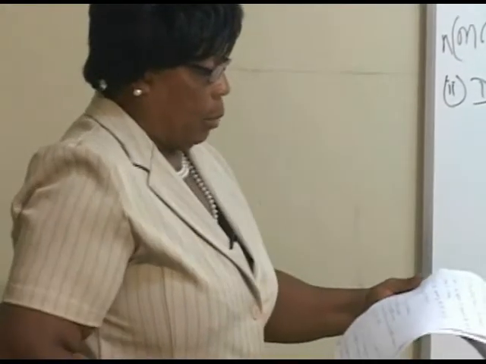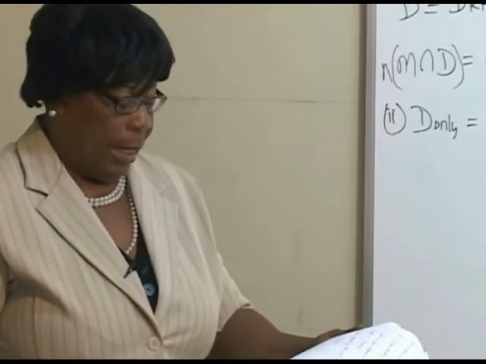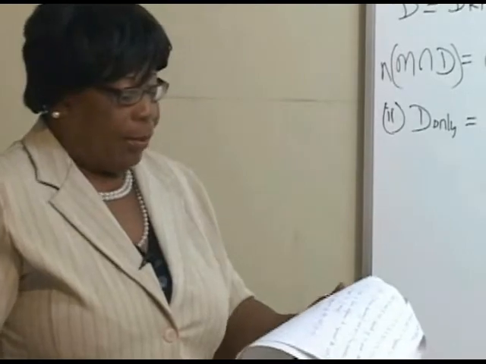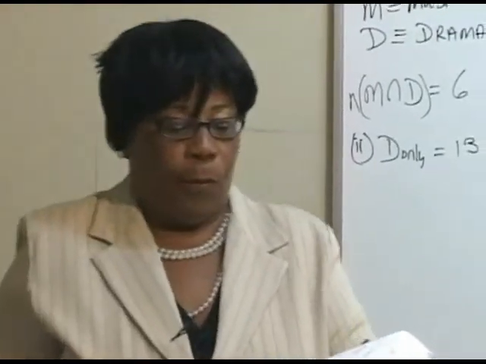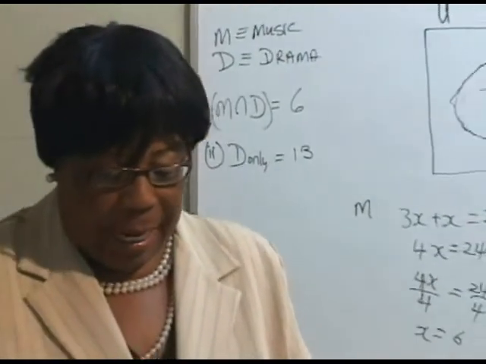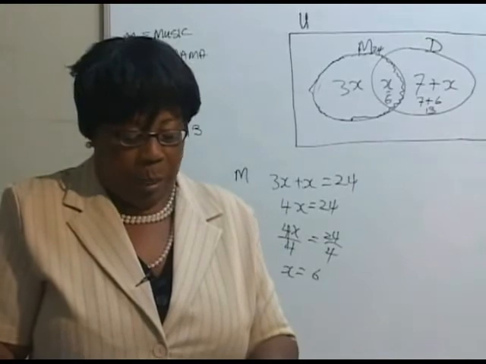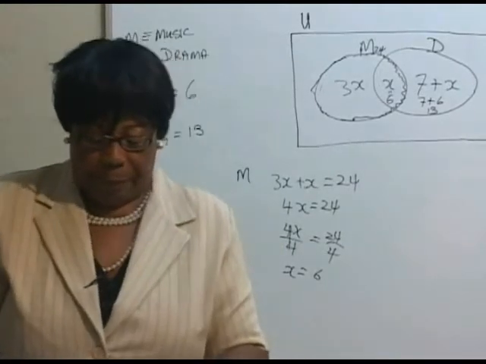Okay, now look at this one. In a survey of 50 students, okay, 23 owned cellular phones, 18 owned digital cameras, x owned cellular phones and digital cameras, 2x owned neither.